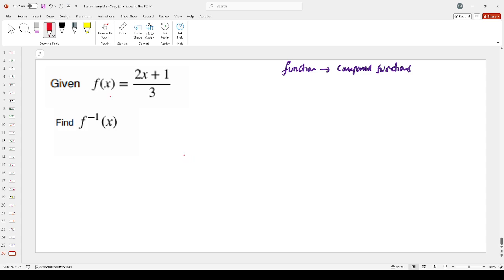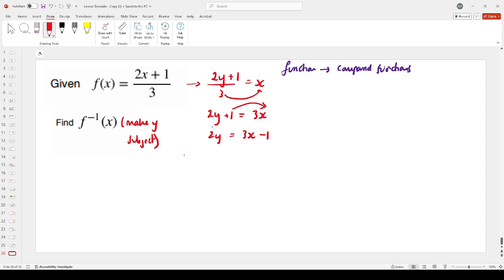The first thing that I would do when I see a question like this is replace the x with a y. And then all I do is I make y the subject. So how do we make y the subject? Take 3 over. Then take 1 over. And then take the 2 over. Everyone happy?